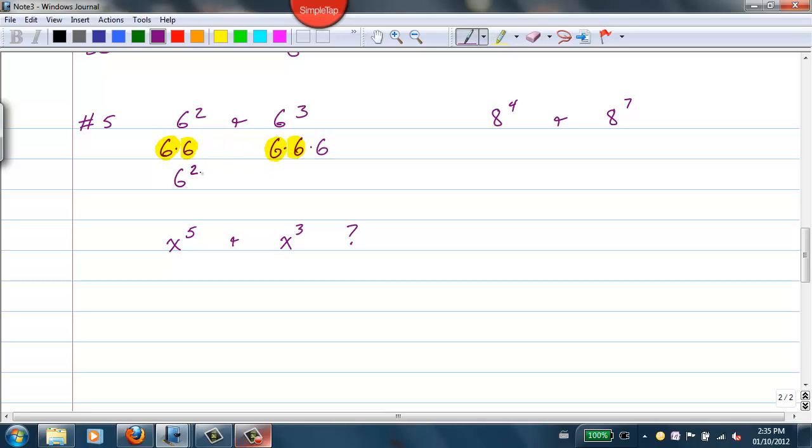Another way is to look at the factors of, or how is 6 squared made up? It's 6 times 6. 6 cubed is 6 times 6 times 6. So each of those has two 6's in common. So the greatest common factor is 6 squared. For the 8's and for the x's, it'll continue to be the smallest exponent.